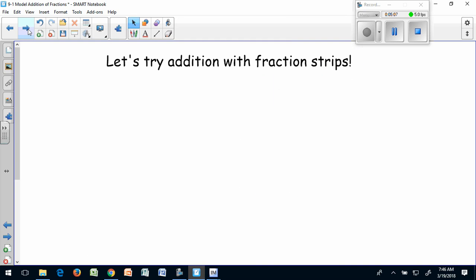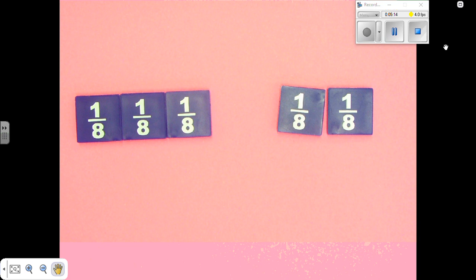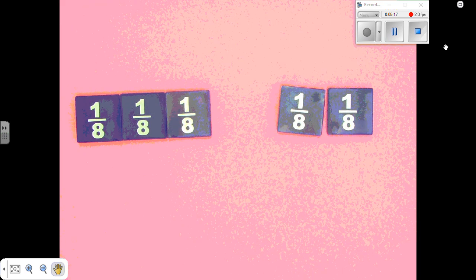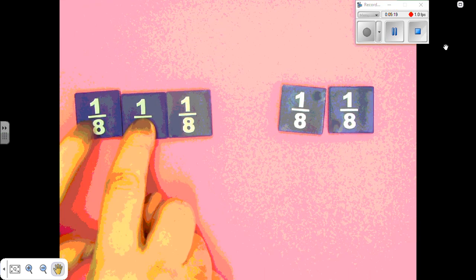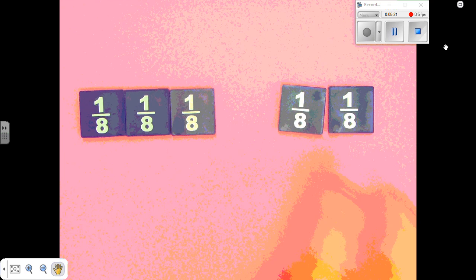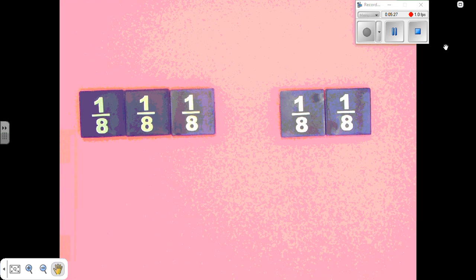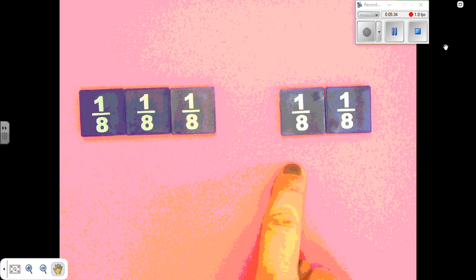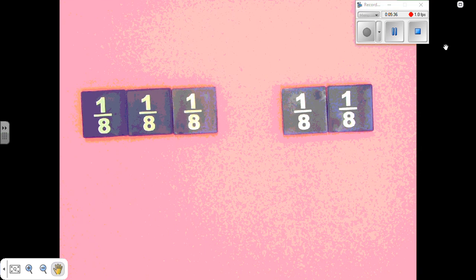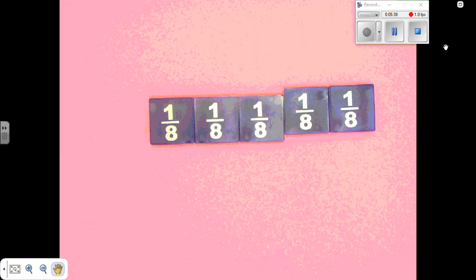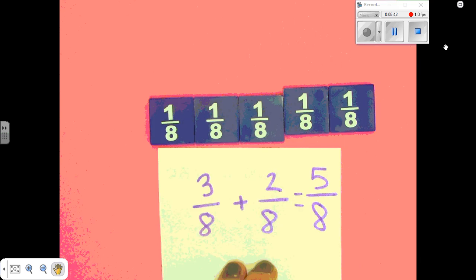Let's try some with addition fraction strips. In your notebook, write an equation that fits this model. You may pause the video to do so. Now let's solve this. Notice I have 3/8 plus 2/8. And when I add them together, I have 5/8.